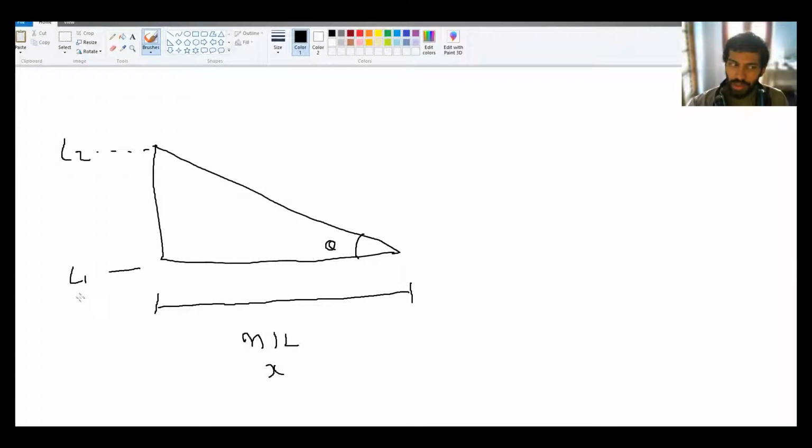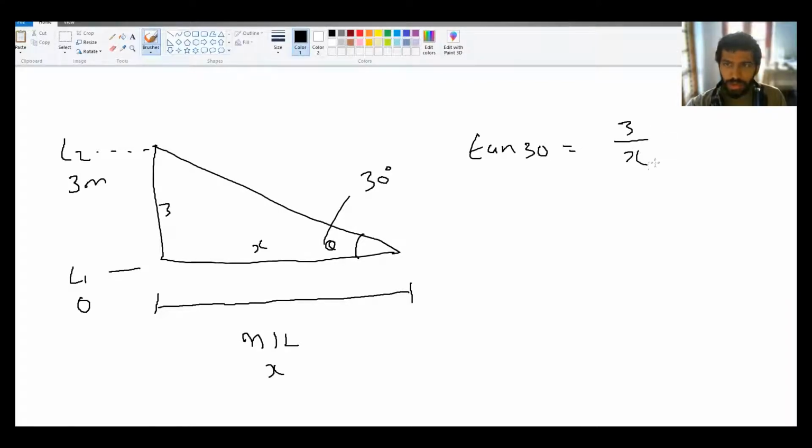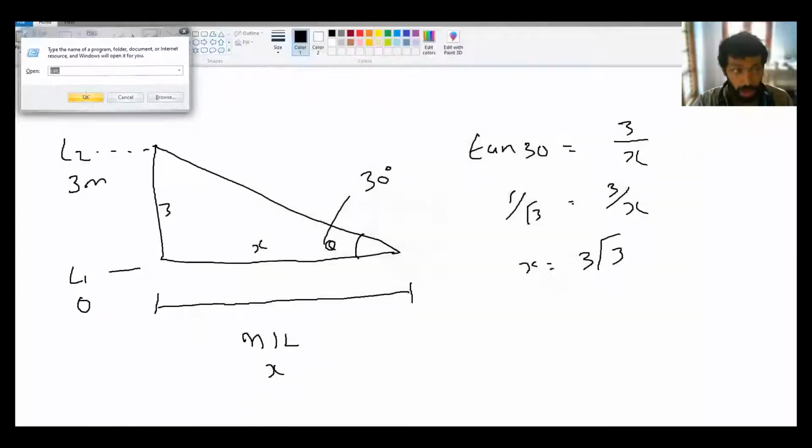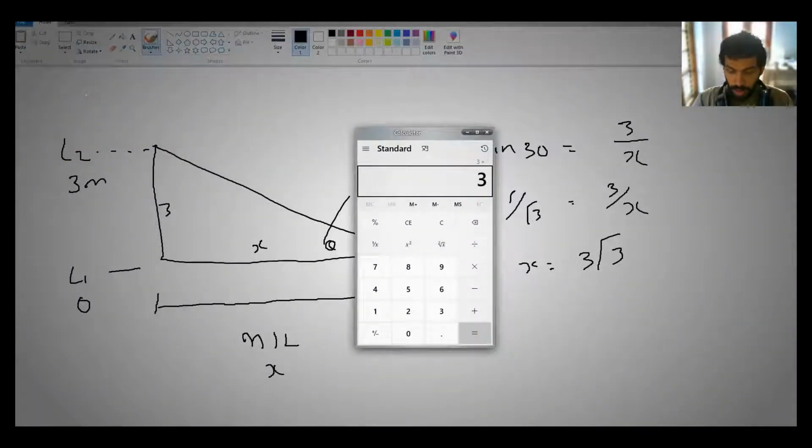Assume that Level 1 is at 0 and Level 2 is at maybe 3 meter height, and the angle could be maybe 30 degrees. So you can find the value of x here by using trigonometry. This will be 3 and this will be x. So what is tan 30? Tan 30 is 3 by x. Tan 30 is 1 by root 3, and that is equal to 3 by x, and you can find that x is 3 root 3. I don't know what 3 root 3 is, so you can take up the calculator. 3 into 1.732 is 5.196.